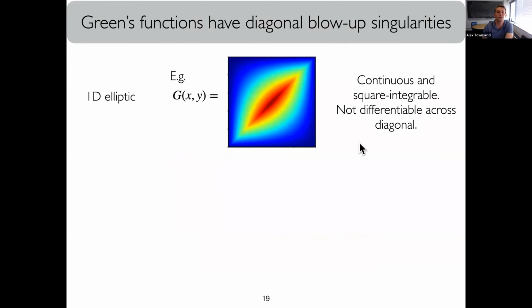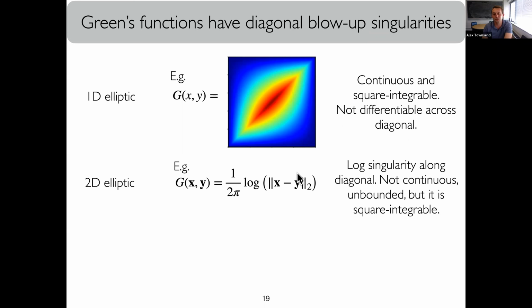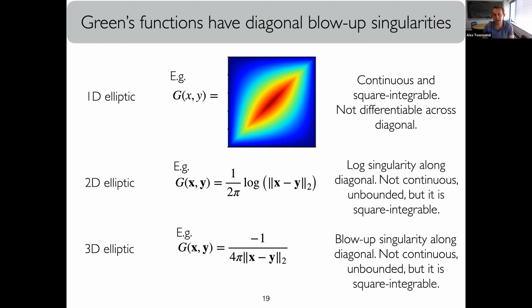So while in 1D, elliptic Green's functions are not smooth on the diagonal, not differentiable across the diagonal, but otherwise they're continuous. In 2 dimensions, this is what the Green's function looks like. It blows up on the diagonal like a logarithm. And in 3D, it's even worse. It blows up like 1 over r, 1 over the distance to the diagonal.